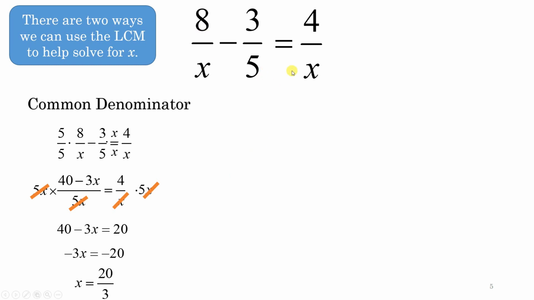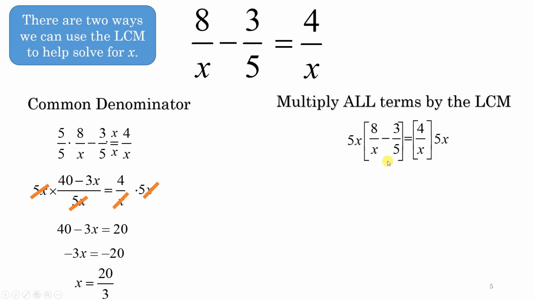Now, let's talk about the other way that we can use the lowest common multiple. What we can do is take the lowest common multiple and multiply it by every single term on both sides of the equal sign. So we have two terms on the left, one term on the right. In this example, we're going to multiply everything by 5x.